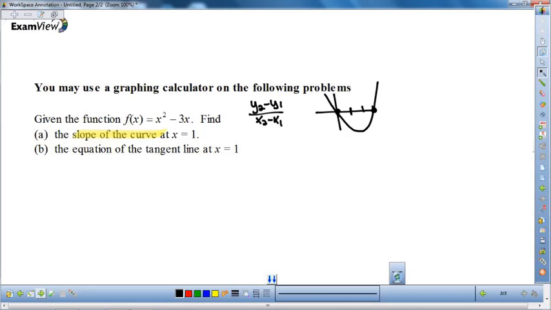So if you remember, this is what the parabola x squared minus 3x is going to look like, and this is the tangent line at x equals 1. So that is the slope that we're trying to find. We're trying to find that slope.